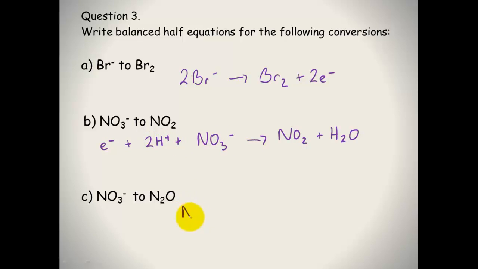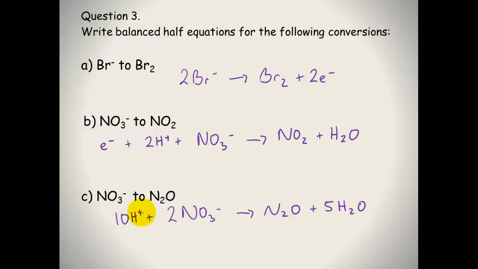Last but not least, I've got nitrate going to nitrous oxide. Again, nitrogen, balance the atoms, 1 nitrogen, 2 nitrogen, so I need to put a 2 in front of the nitrate. Balance the oxygens. I've now got 6 oxygens on this side, and I've got 1 oxygen on this side, so I'm going to need to add 5 water molecules to this side. Now I've got 10 hydrogens on this side, so I need to add 10 hydrogens here.